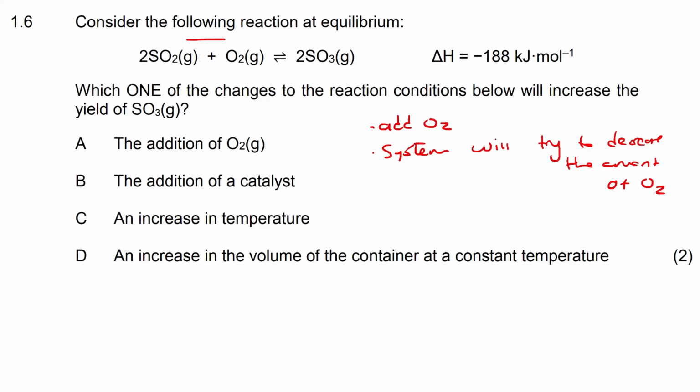Well, it will do that by going in the forward, because if you go in the forward, then the oxygen becomes less because it's a reactant. And that is what we want. We want the SO3, we want the forward reaction to be favored so that we can increase the amount of SO3. So the answer is A.